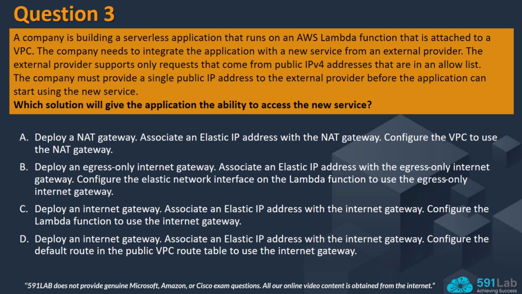Option C. Deploy an internet gateway. Associate an elastic IP address with the internet gateway. Configure the Lambda function to use the internet gateway.